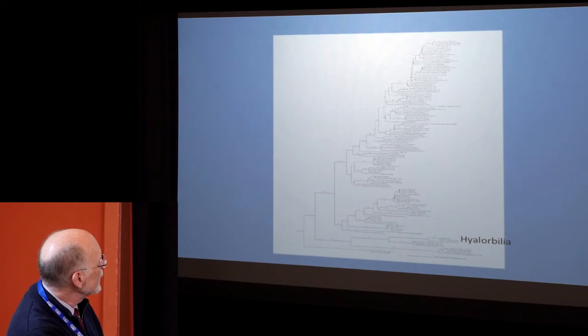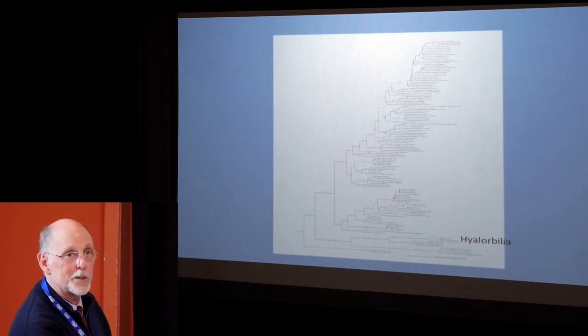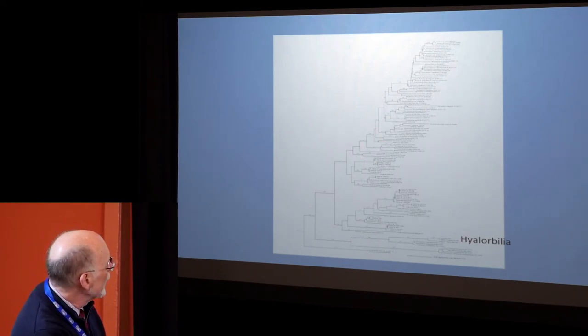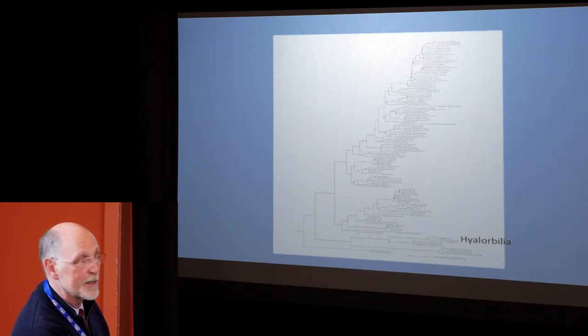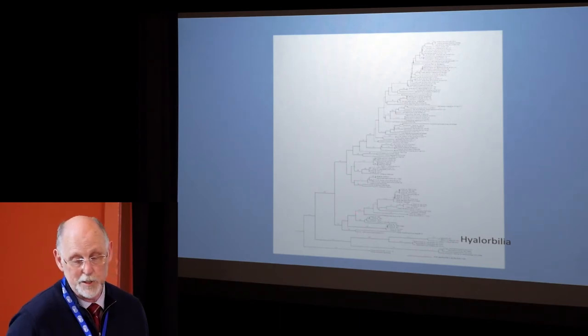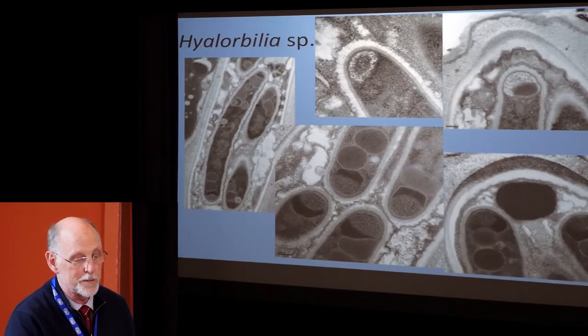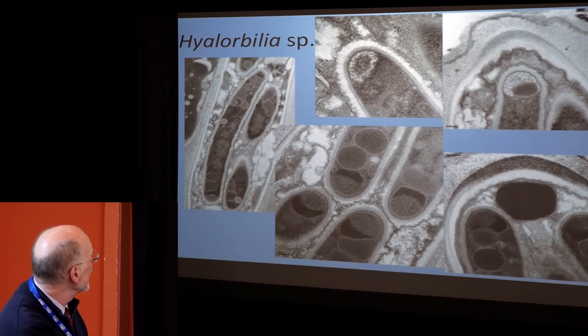So if we look at this, it's about here onward. These are the nematode trappers, and that's what got me started in looking at these. Then there's everything else. And then there's Hyalorbilia that has been recognized as a distinct genus. And there's some very good reason for that.